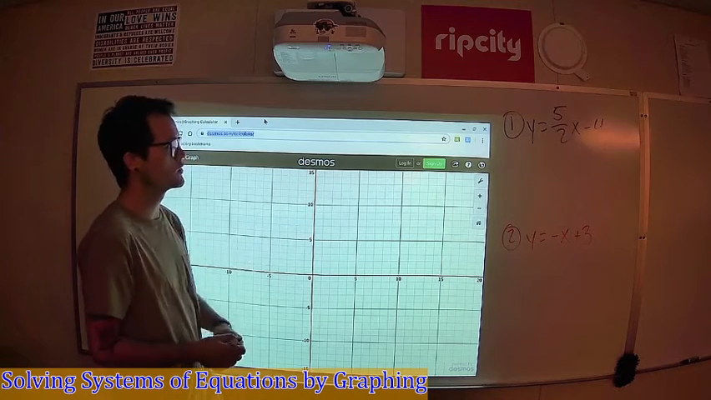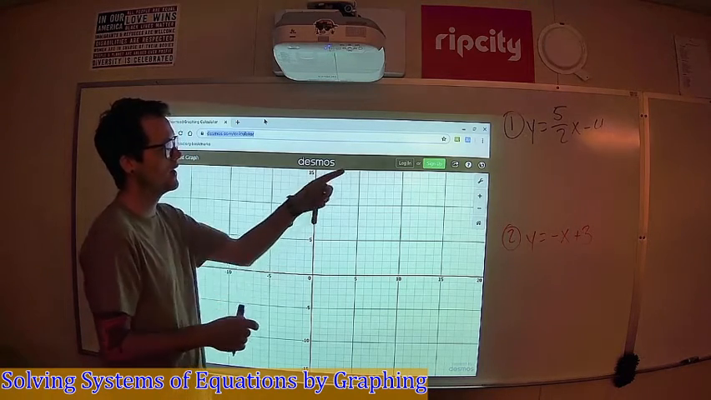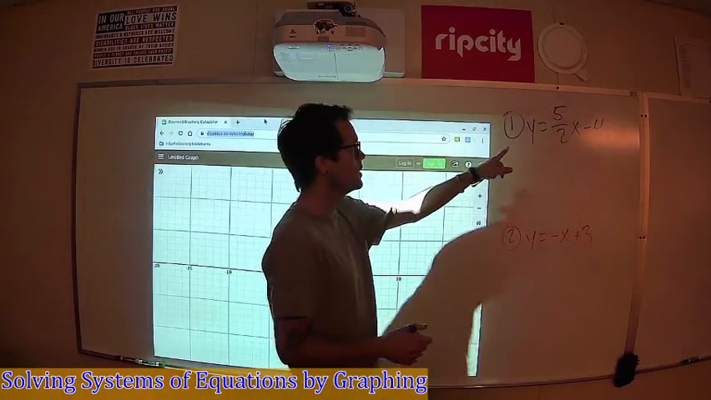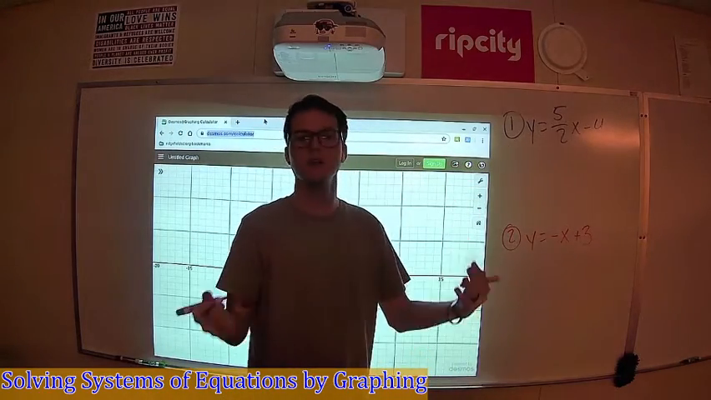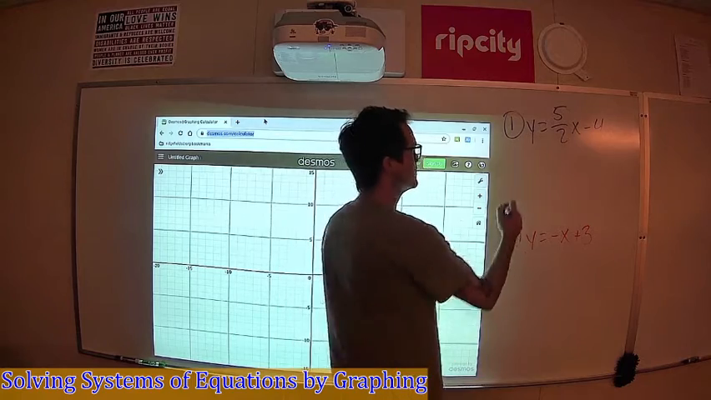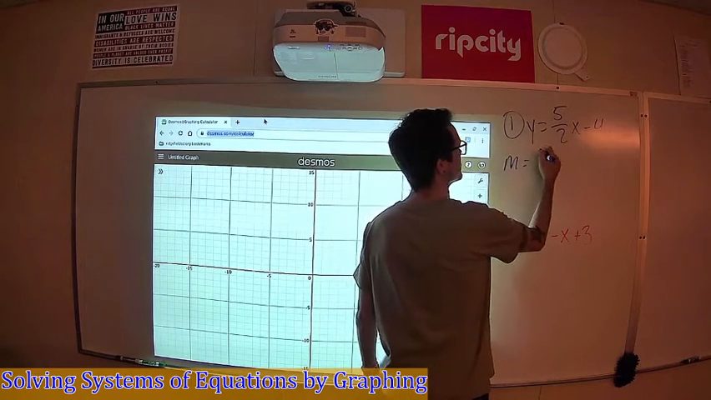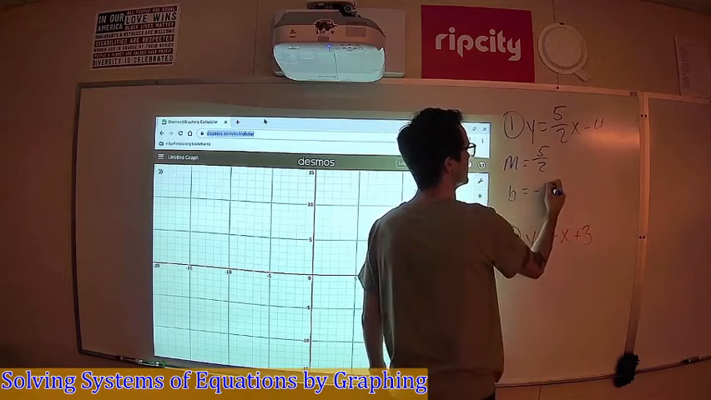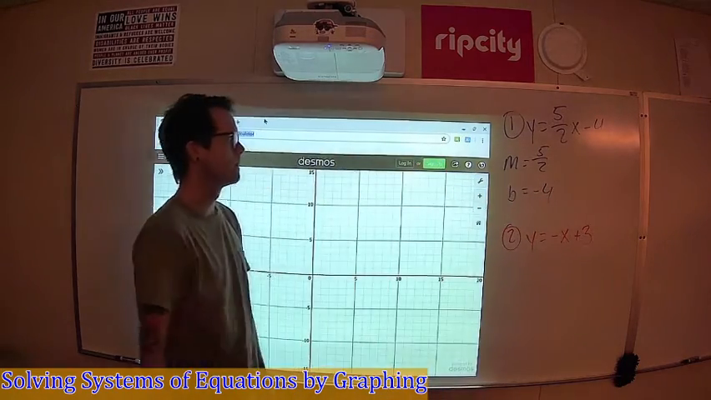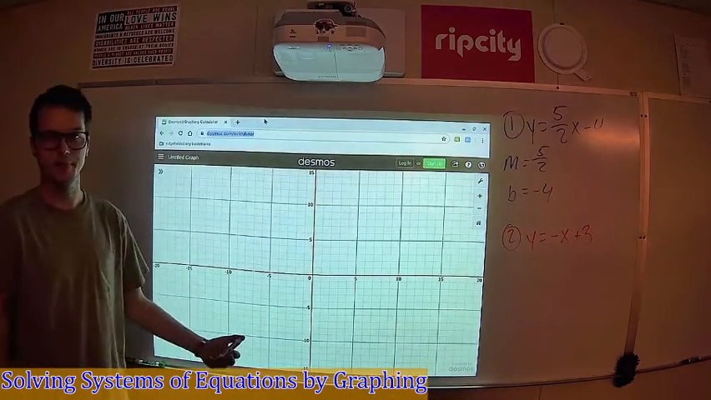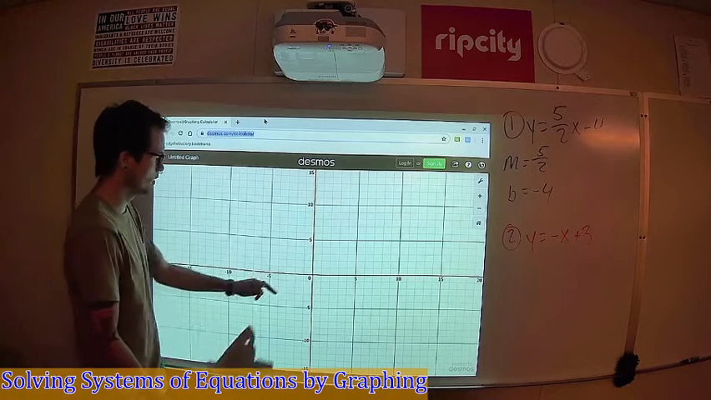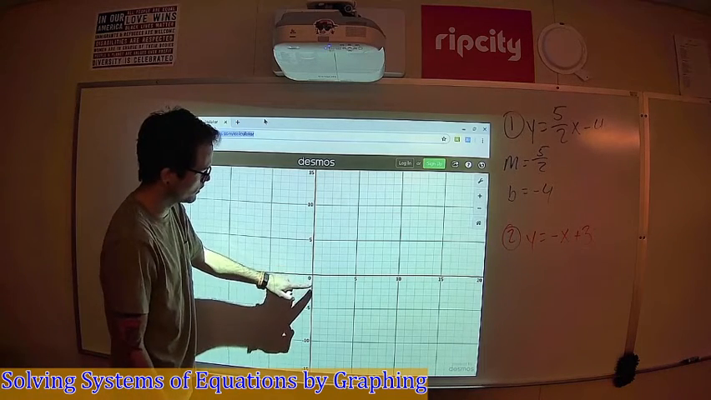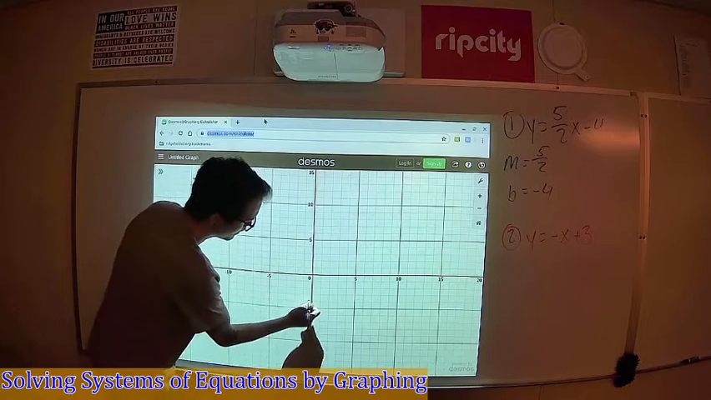Okay, so this first one, y equals 5 halves x minus 4. Here's our first equation. So what we need to do here is identify our slope, identify our y-intercept. We know that our slope is 5 halves, and our y-intercept is whatever our constant is, -4. So let's go ahead and graph this line. Y-intercept at -4, starting at the origin, going down 4 units, 1, 2, 3, 4, right here.